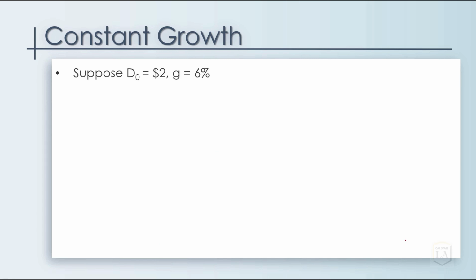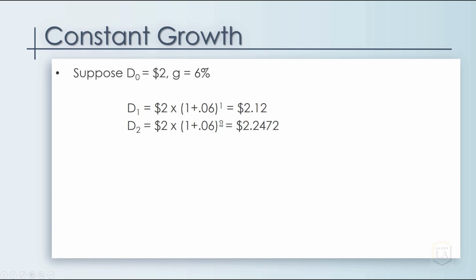All right, let's try to use an example here. Suppose that your dividend in year 0 was 2, and it's expected to grow at 6%. Based on this information, if you want to figure out dividend in year 1, the 2 grown at 6% for 1 year will be 2.12. Dividend 2 would be compounded at 6%, so it will be 2.2472. And dividend 3, compounded at 6% for 3 years, will be 2.3820.